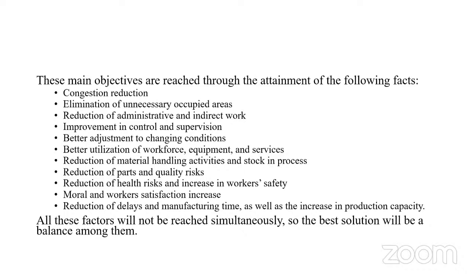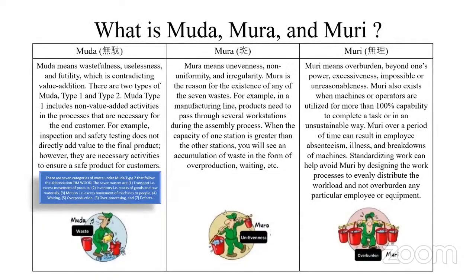And all these factors will not be reached simultaneously. So the best solution will be a balancing among them. I can say that you must have heard about the terms Mura, Muda, and Muri. All these are Japanese terms, in which Muda means wastefulness, uselessness, and futility.